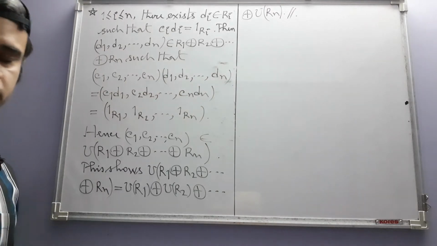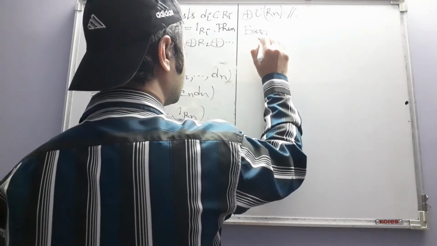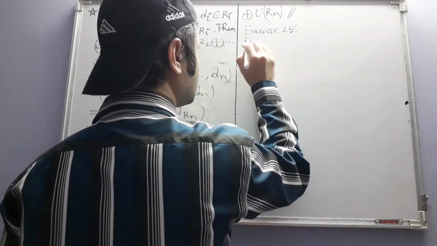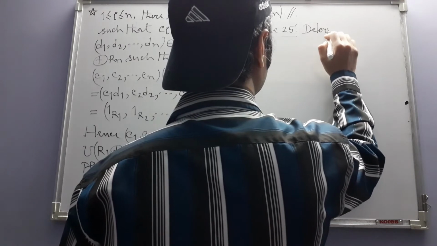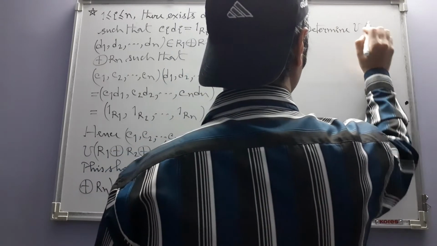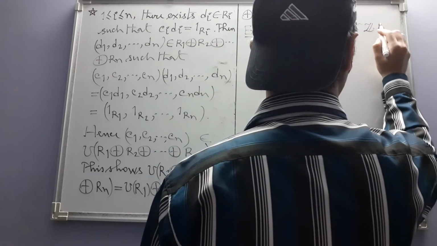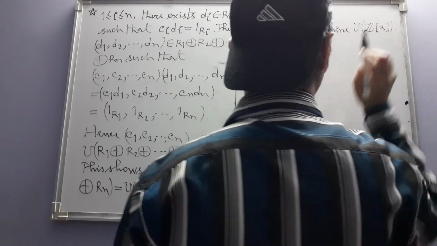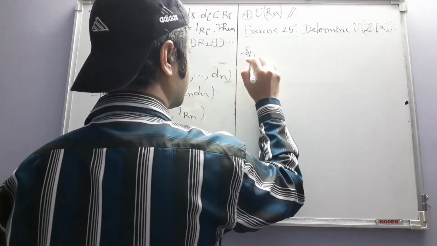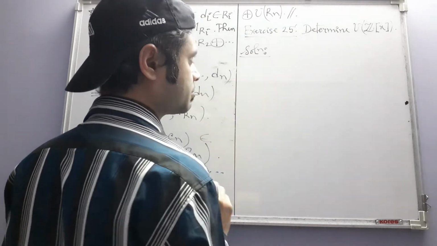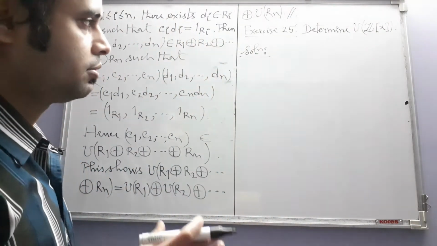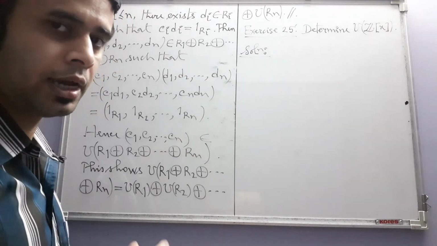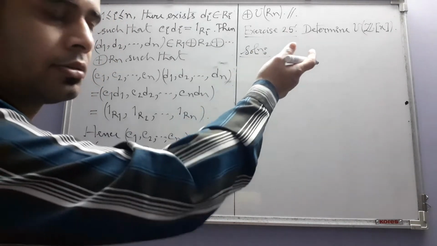That completes the solution. Then, determine the group of units of the ring of polynomials with integer coefficients. Okay, so that means we have to determine those polynomials that have multiplicative inverses in that ring Z[x].